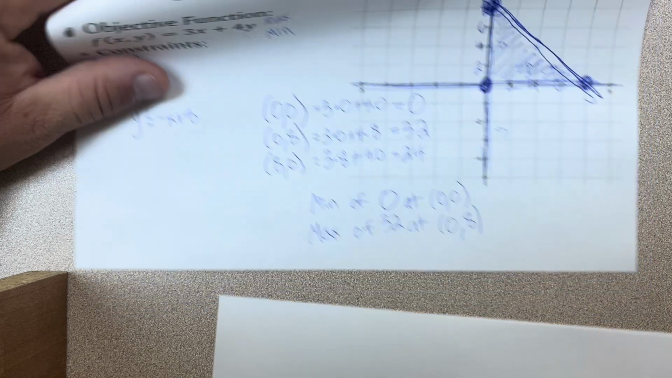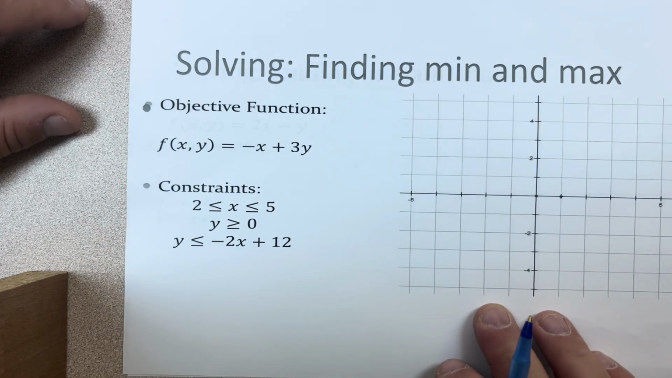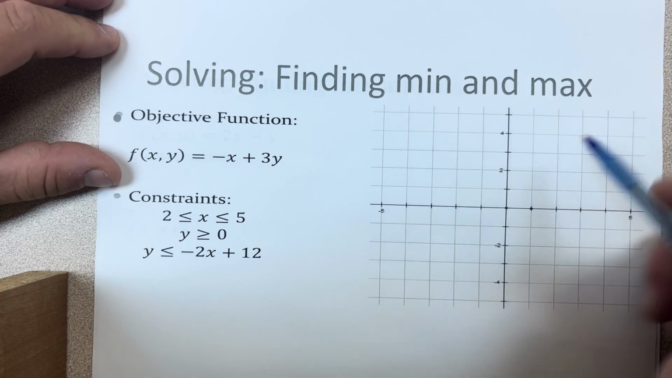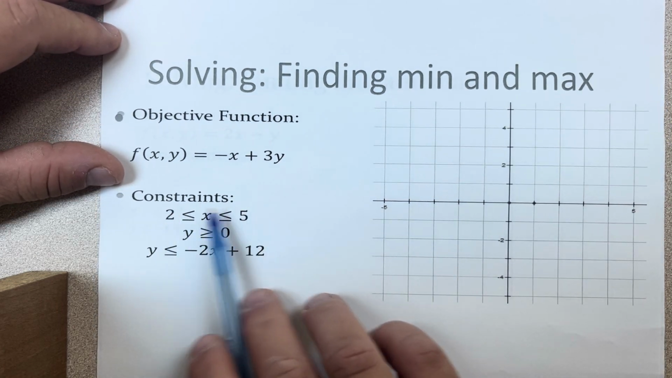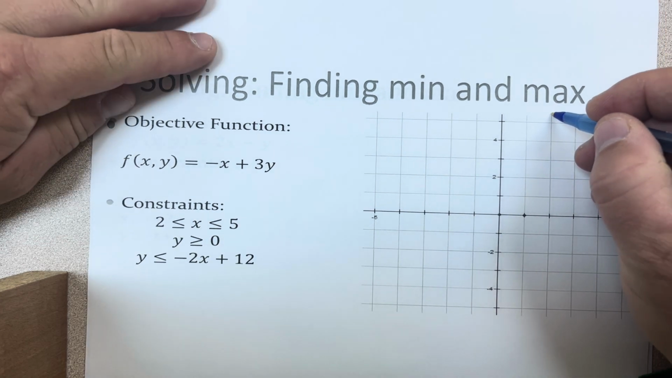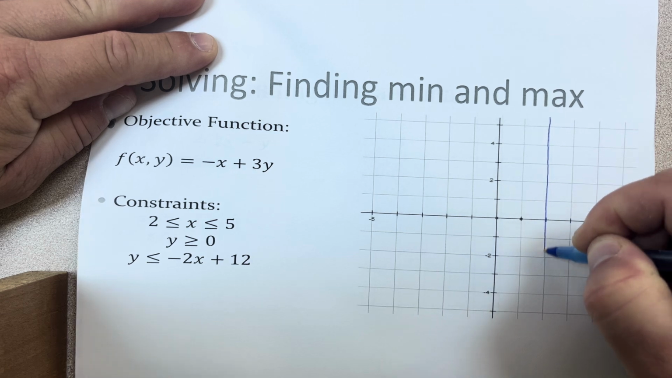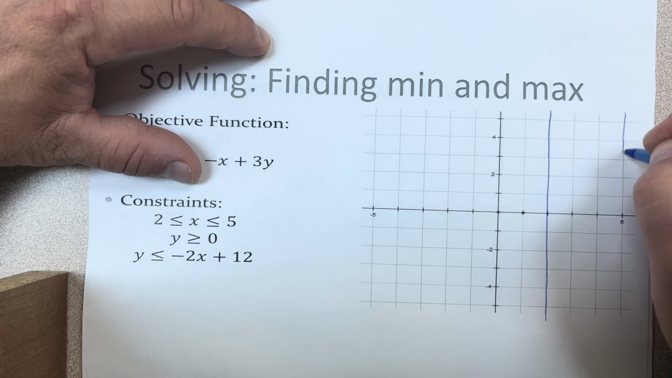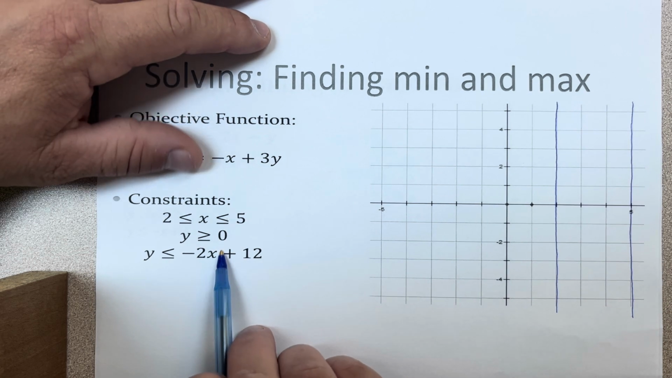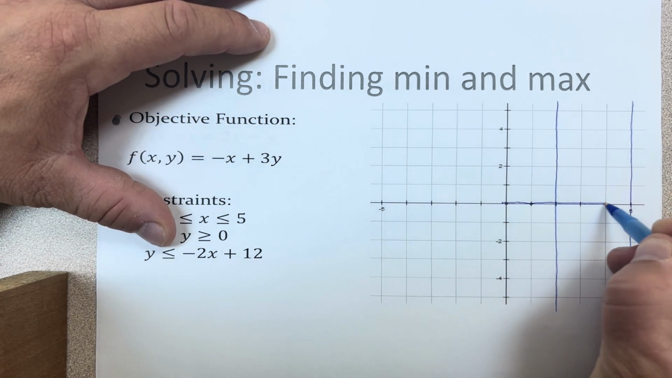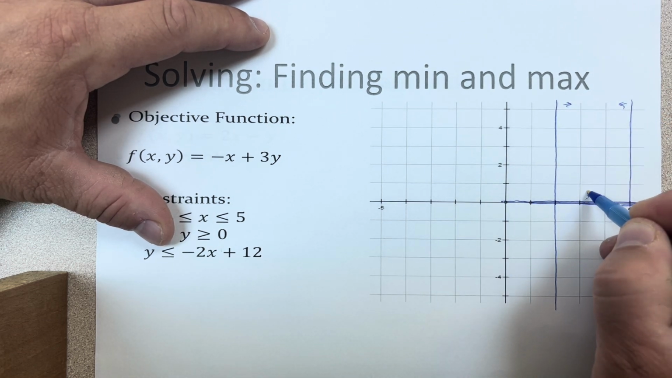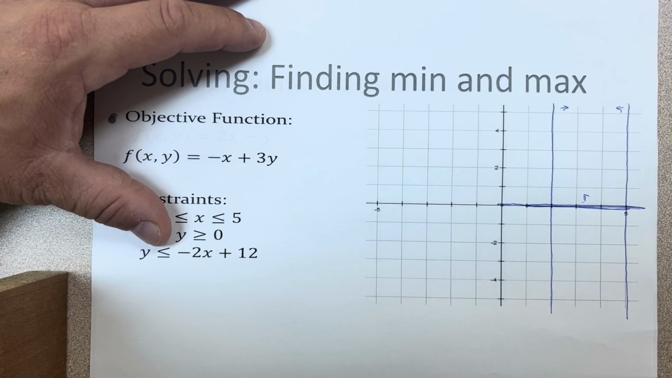Let's do one more together. So here we have, again, a couple inequalities, all right? We have this right here. So this is saying that our x is between 2 and 5. So that means I'm going to have a vertical line at 2, vertical line at 5. That's what this represents. Now we have y is greater than or equal to 0. So I know I'm between 2 and 5, and I'm bigger than 0, which puts me in that range here.